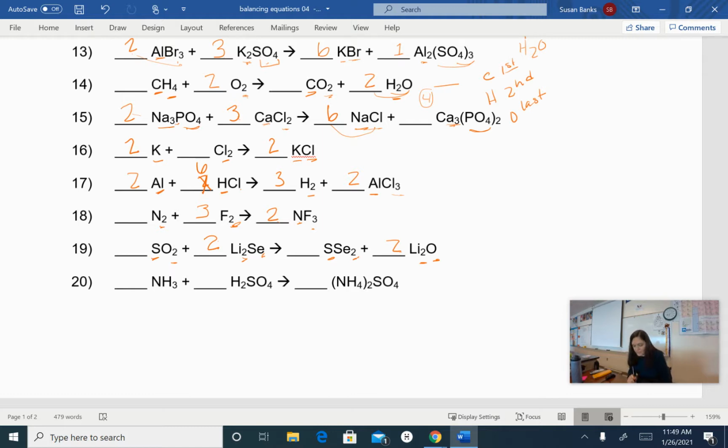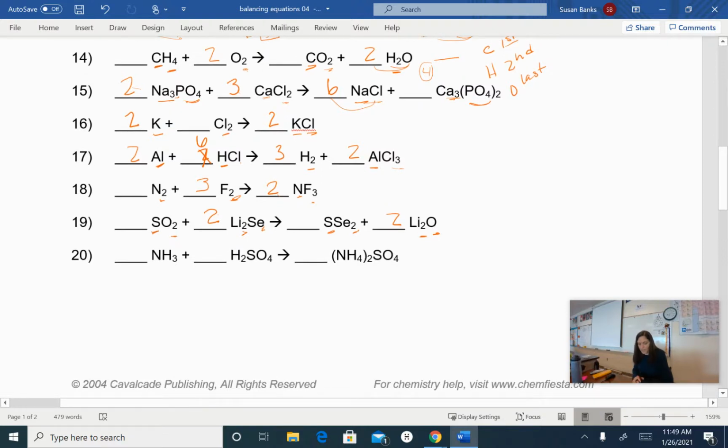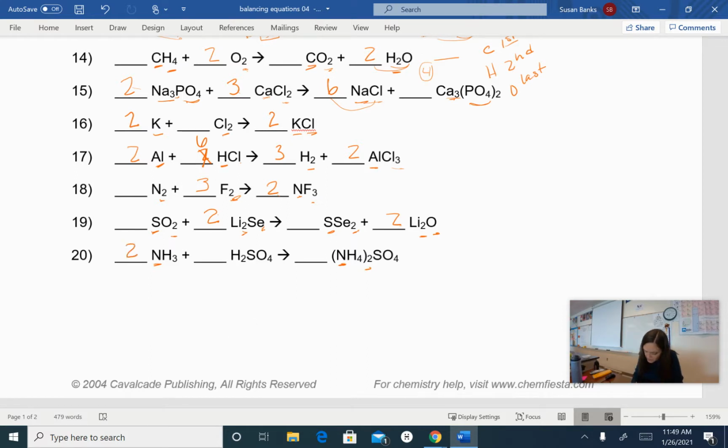All right, and then the last one, we've got ammonia reacting with sulfuric acid making ammonium sulfate. So let's see, I've got 1 nitrogen, I've got 2 nitrogens. So I'm definitely going to have to multiply my ammonia by 2. Okay. Now I'm going to save my hydrogens for last. Notice I've got 1 sulfate group here, and I've got 1 sulfate group here. So that's okay. We're going to keep that together.